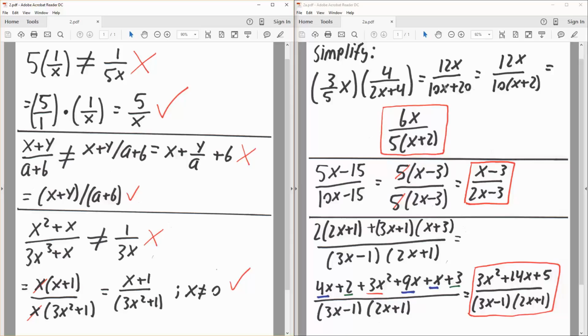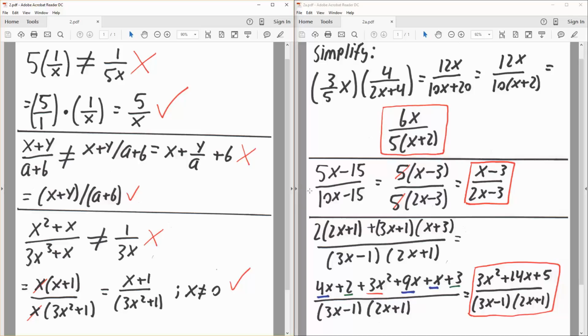So now we can factor out a 10 for the denominator. So we get 12x divided by 10 parentheses x plus 2. And now we can cancel out a 2. So it'll be 6x divided by 5 parentheses x plus 2. What we just did is similar to this.